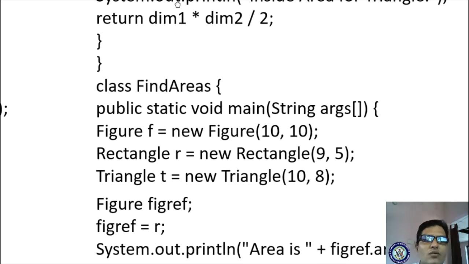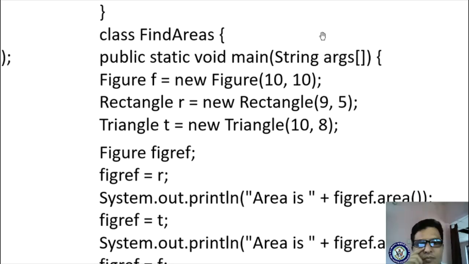Now we are starting the class FindAreas. We are creating the main method. In the main method we are creating Figure f is equal to new Figure of 10 comma 10.